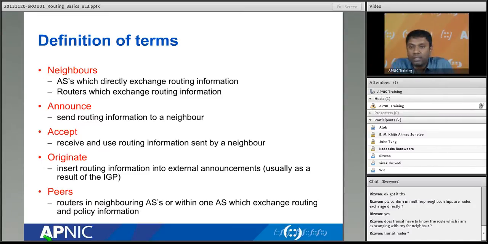There's another question. Does transit have to know the route which I am exchanging with my... Sorry, your question: does the transit have to know the route which I am exchanging with my far neighbor?